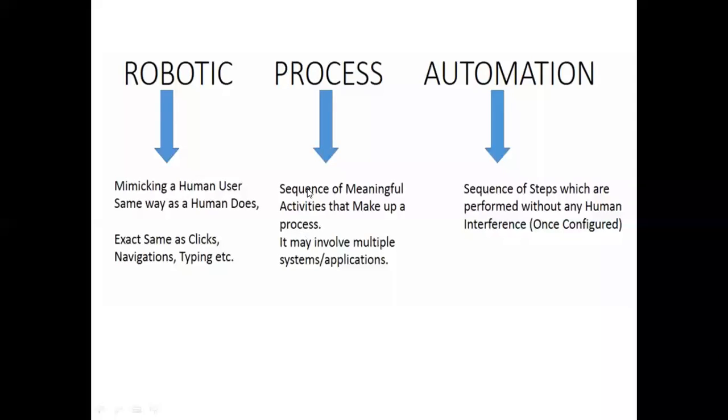So what is meant by process? Process is nothing but a sequence of meaningful activities that make up a process. It may involve multiple system applications. So as a human, when we are going to work with the business applications, any software applications, we'll follow some sequence of meaningful activities. For example, we'll click the button and we'll open the application, and we'll enter some information, and we'll click the checkbox and we'll select radio buttons. Like that, we are going to do it, right?